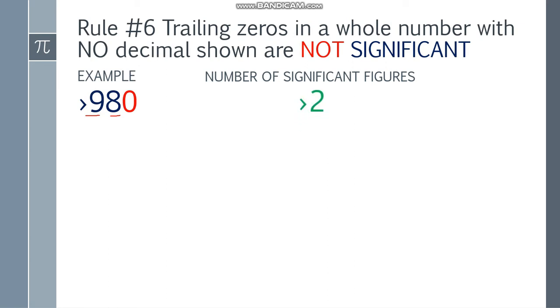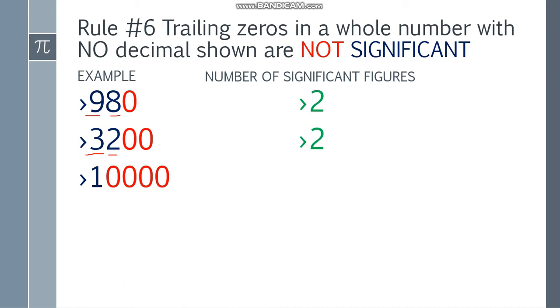I'll just call it sig figs. A shortcut. We have 3,200. There's no decimal point there, so 1, 2, 2 significant figures. Next is 10,000. Sig figs is only this one, so 1 significant figure. 10: no decimal point, so we have 1 sig fig.